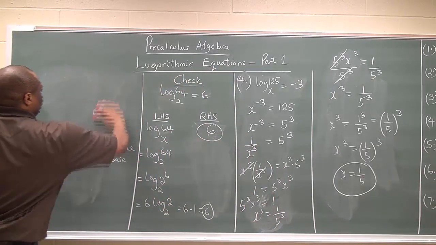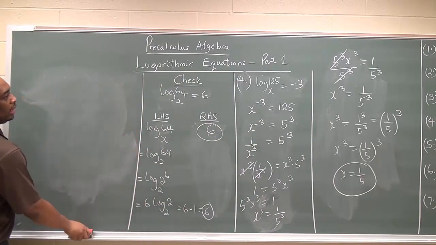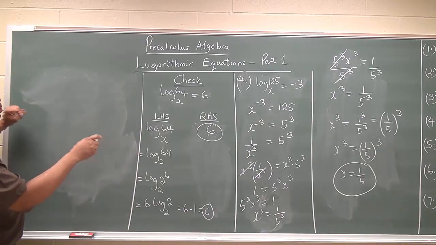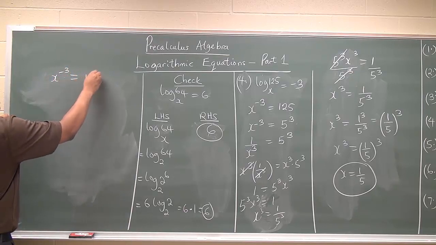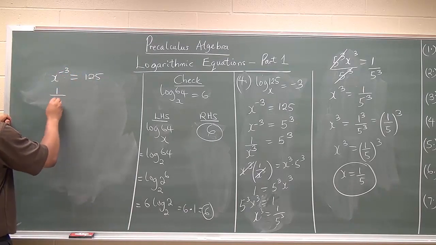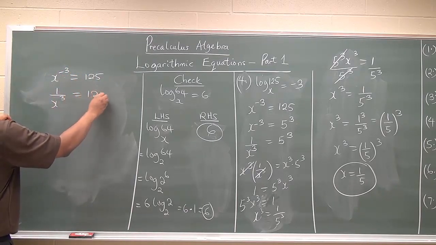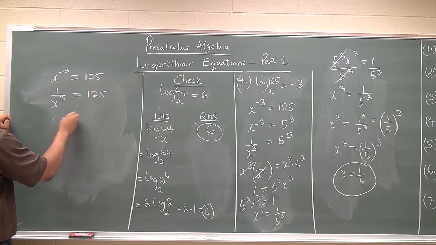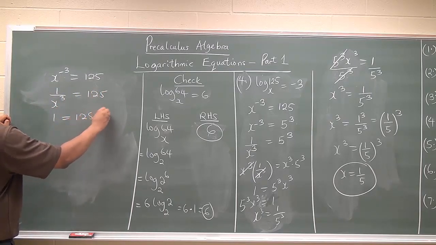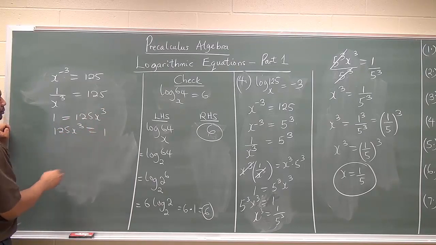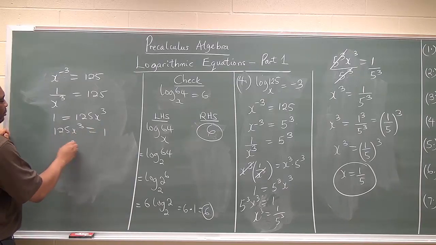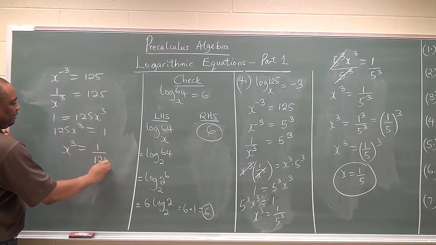So, if we do it another way, we can have x to the negative 3 is 125. So 1 over x cubed is 125. 1 is equal to 125 x cubed. So 125 x cubed is equal to 1. You divide both sides by 125. x cubed will be 1 over 125.